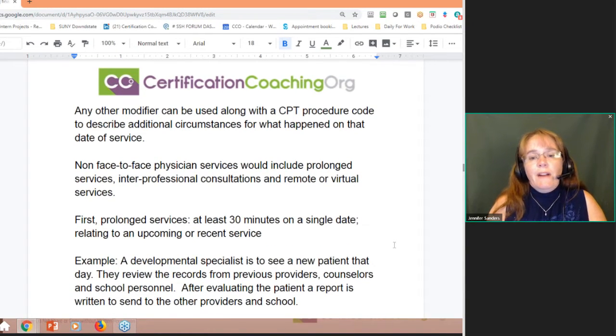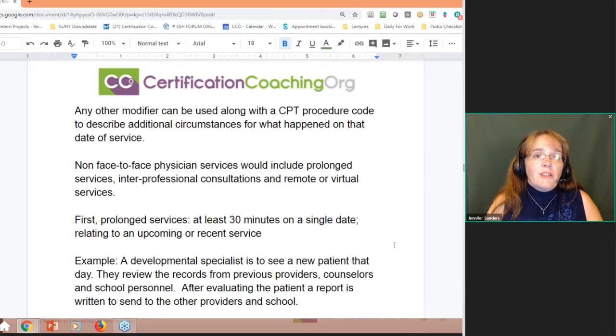So any other modifier you use is going to be appended to a CPT procedure code. So 59, 79, 78, 91, anything else you're going to use is going to go along with a different code from the CPT section. So non-face-to-face physician services, some of those include your prolonged services, your interprofessional consultations, and your remote or your vital services.